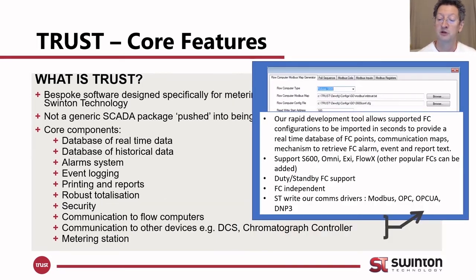Also during setup, we use this rapid development tool to import flow computer configuration. Within seconds, we have communications maps to allow the flow computer to talk to TruST, mechanisms for retrieving events, alarms and reports, and we've also recreated the structured real-time shared memory database for the objects found in the flow computer. We have a duty standby flow computer support. We're flow computer independent. TruST is a bit of a metering tart when it comes to that. It will talk to anything. And we support many different comms drivers, which we write ourselves.